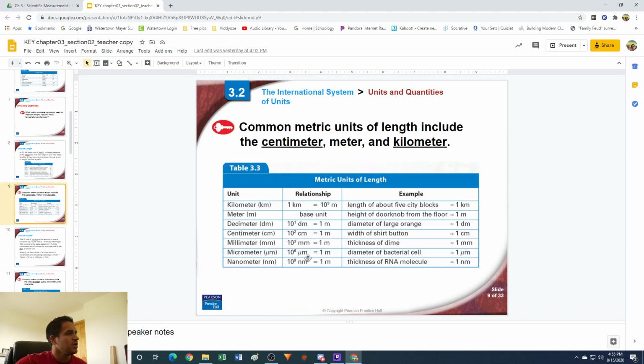So, common metric units of length include the centimeter, the meter, and the kilometer. They give you some examples here of what each one of these would kind of be. Like a centimeter is about the width of a shirt button. Kilometer is about the length of 5 city blocks. A millimeter is about the thickness of a dime, etc., etc. So you should know which ones are bigger and smaller, but you don't need to know all the different reference examples.